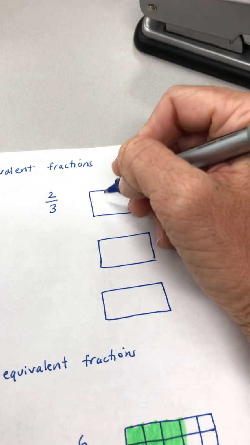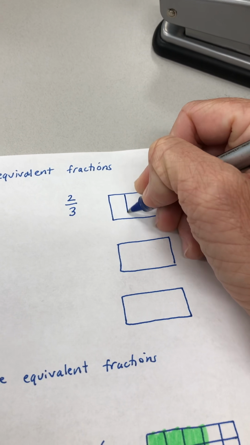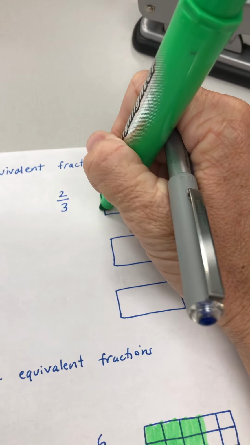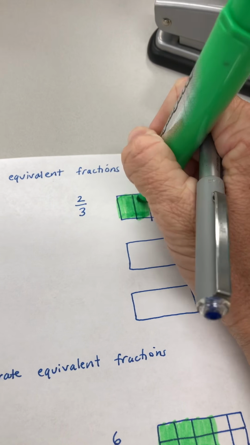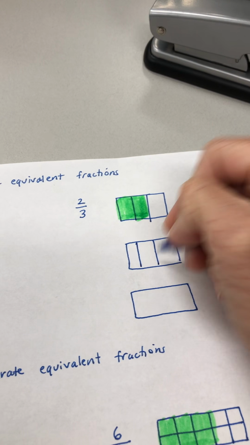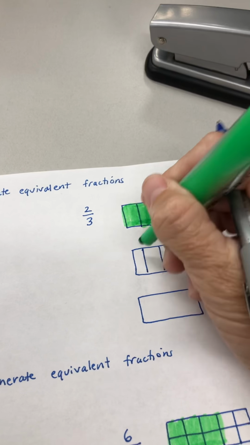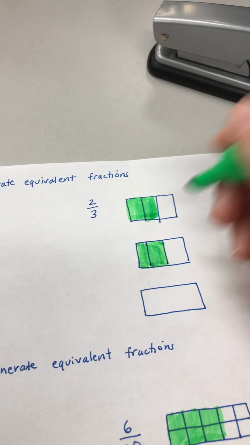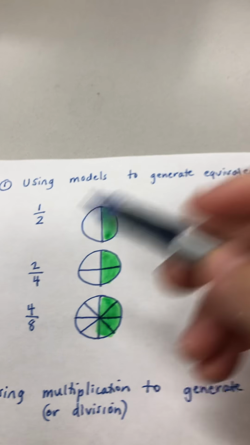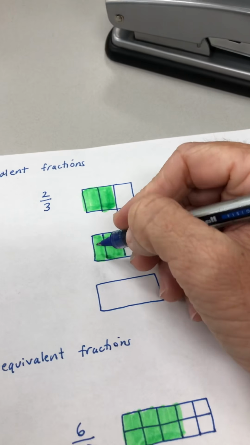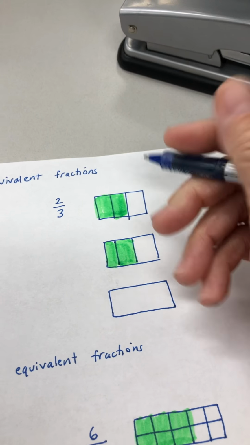All right, I'll try another one here. This is 2/3. So we're going to split that into 3 parts. We'll shade in 2 of them. Okay, so we want to use a model to generate some other equivalent fractions. I need to think about how many pieces I can turn my thirds into. Well, over here, we turned our half into fourths. I'm not going to be able to turn thirds into fourths. There's no way I'm going to be able to split this so that I end up with only 4 pieces.